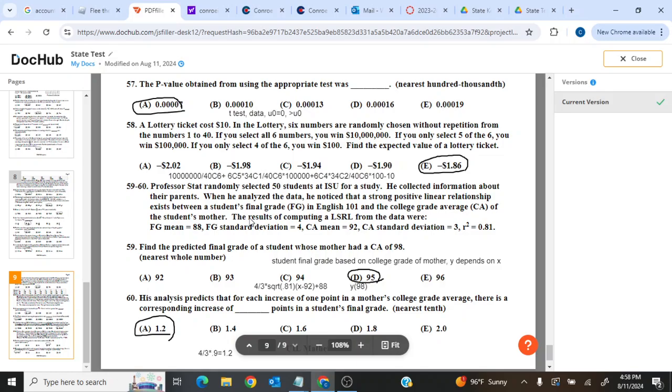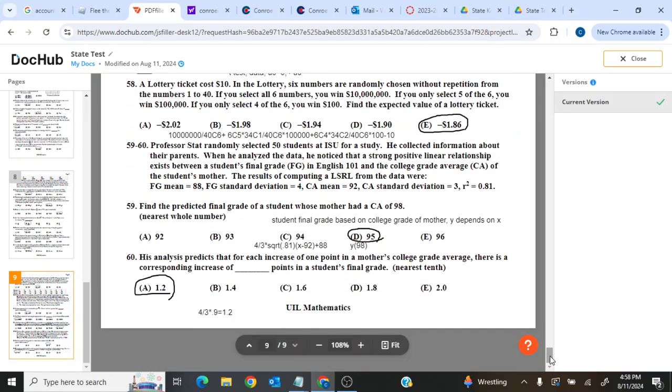Then once you do that, you do your equation for a linear least squares regression model given standard deviations and mean. So your slope is your standard deviations times your r value, which is going to be the square root of r squared. So 4 over 3, your y over x standard deviation, times the square root of 0.81, and then in point slope form, x minus 92 plus 88, and then y of 98, which is what you're looking for, will get you 95.2 or 95 as your expected grade.